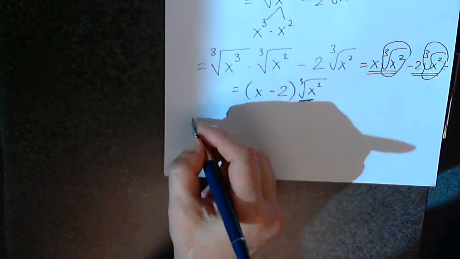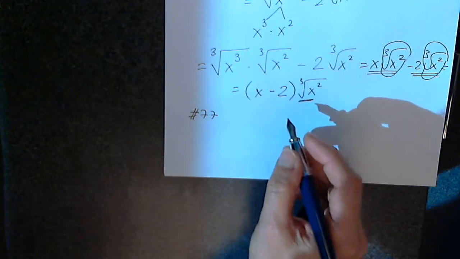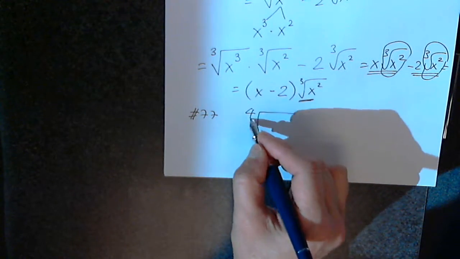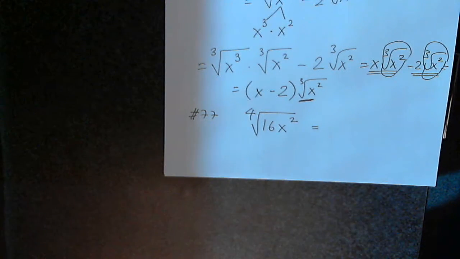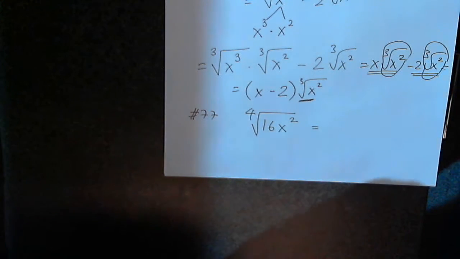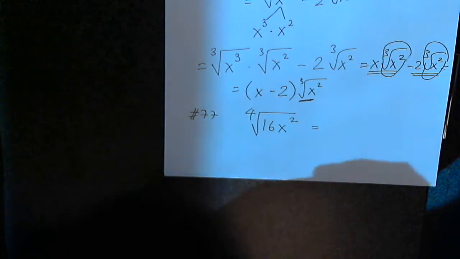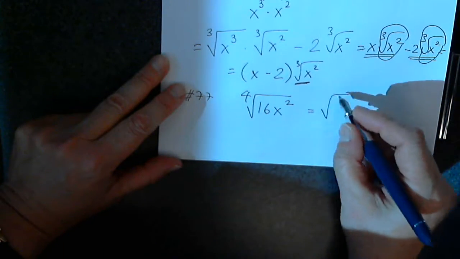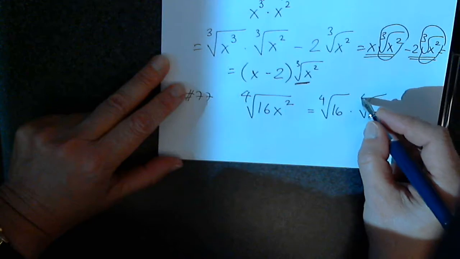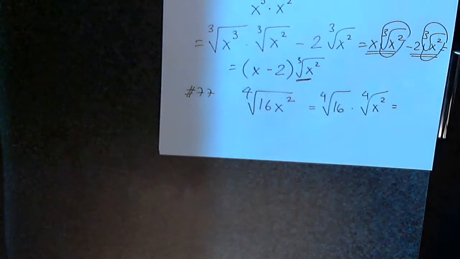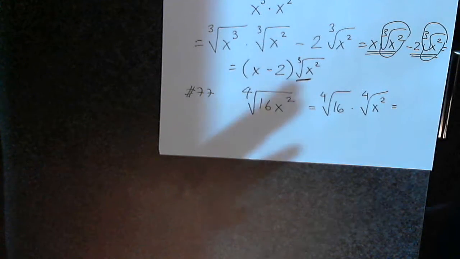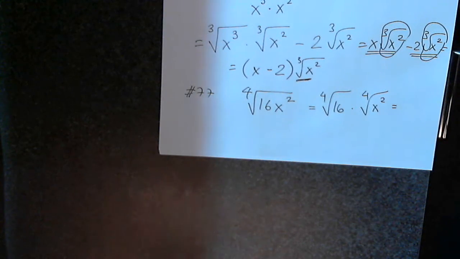In number 77, we're asked to simplify the fourth root of 16x squared. The first rule that I can think of to apply here is, what would you tell me to write? Separation. Yes, I recommend that. So this is the fourth root of 16 times the fourth root of x squared. Excellent. I do know the fourth root of 16 because I have a number that I raise to the fourth power to get 16. 2.